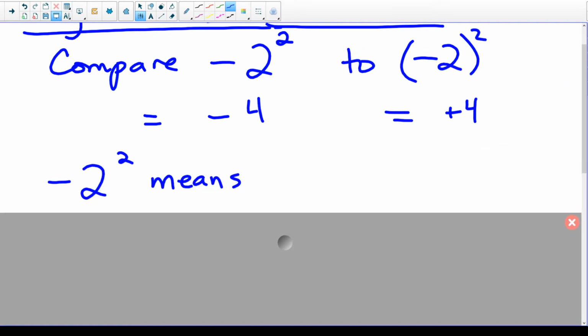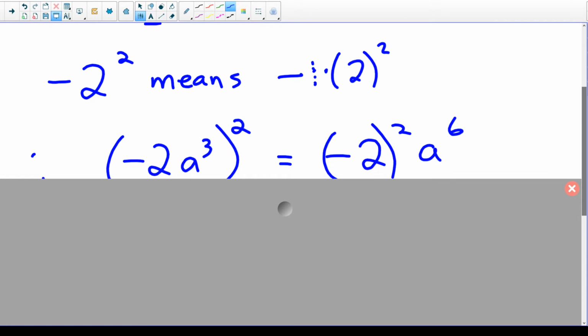So what -2 to the power of 2 means when it doesn't have a bracket is it actually means the negative of 2 to the power of 2. So it's like a -1 here that's multiplying the 2 to the power of 2. And in BEDMAS, you do multiplications after you do powers. So it can be a little bit tricky when you're dealing with situations like that.